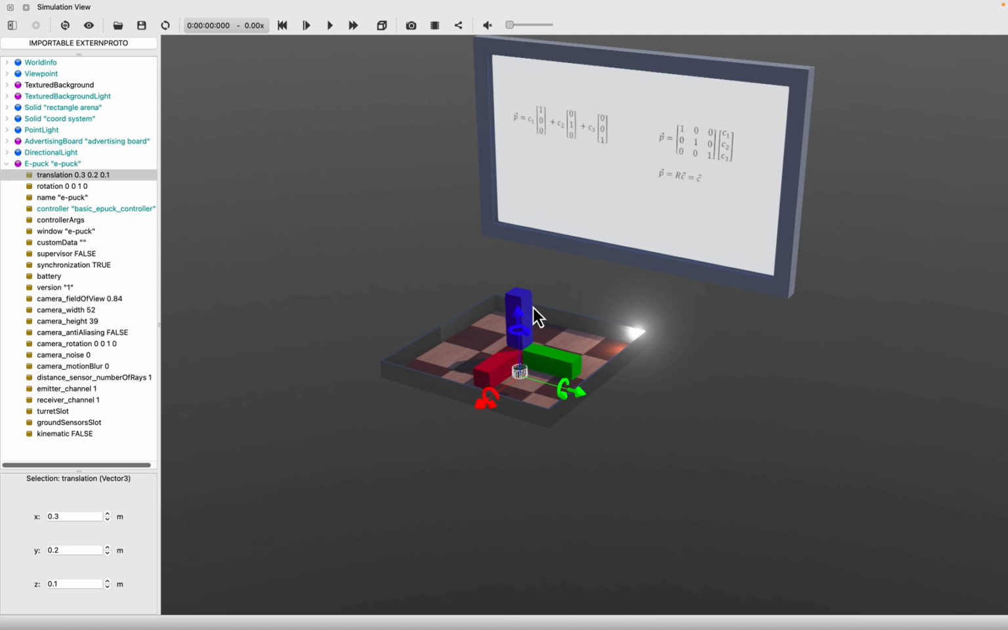So in this case, the position of this robot here is given by C1 being 0.3 times the x-axis, plus 0.2 times the y-axis, plus 0.1 times the z-axis. Once you work this out, you will find that P just becomes a 3×1 vector, which has exactly these values in it, because these basis vectors are not doing much.